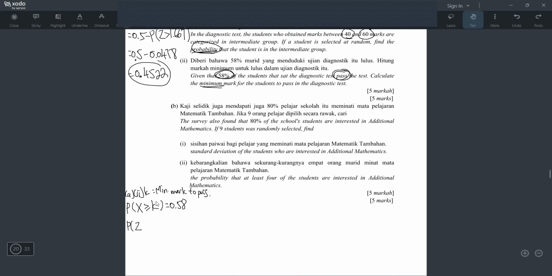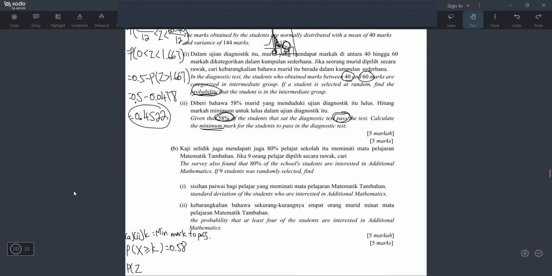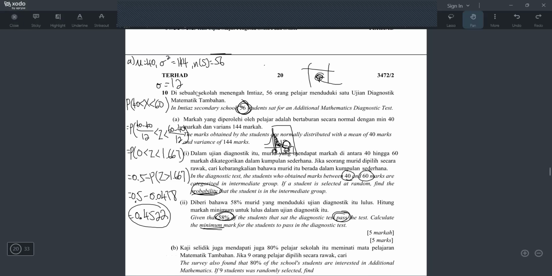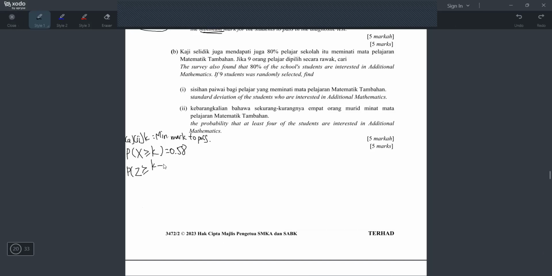Okay, but first thing first is change the k, change the X to Z first. And how to do that is take the k minus mean divide standard deviation. I forget what's the mean. Let's scroll up. The mean is 40, standard deviation is 12. So k minus 40 divide 12 equals to 0.58. And after you reach here, you will let c equals to k minus 40 over 12, right? Whenever dalam sini tak boleh buat, I always tell my students, just let c equals. And then now you will get P(Z bigger sama dengan c) equals to 0.58. And since you don't have your Z value, and you also don't know whether it's positive or negative, you have to draw two bell shapes, right?